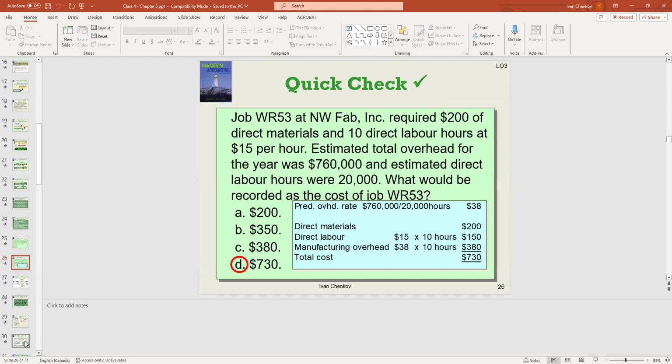Sorry, quick question. Where did 380 come from? We divided something by something to get to the manufacturing overhead. How are we calculating the manufacturing overhead? We take the total cost divided by the total usage of allocation base. How much is our estimated total cost? It's 760,000, that is our numerator. What is the estimated usage of our allocation base?